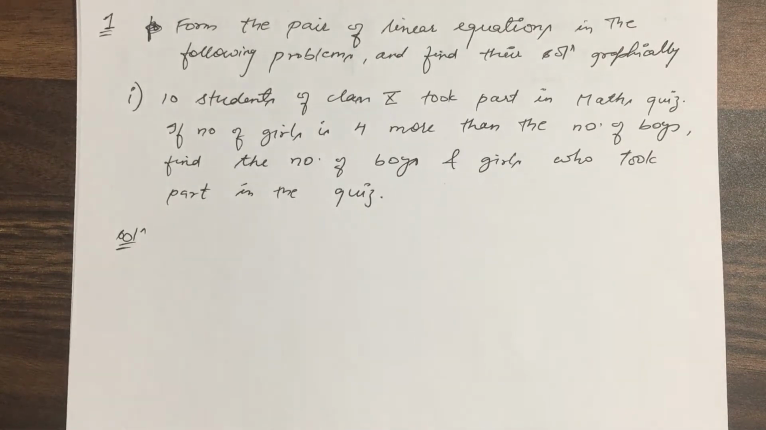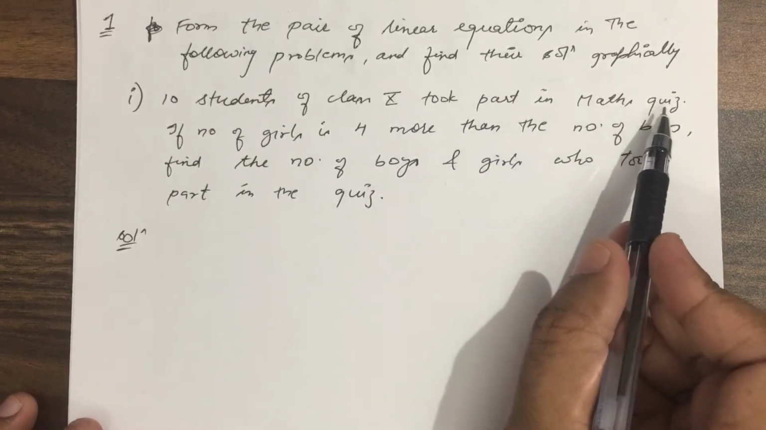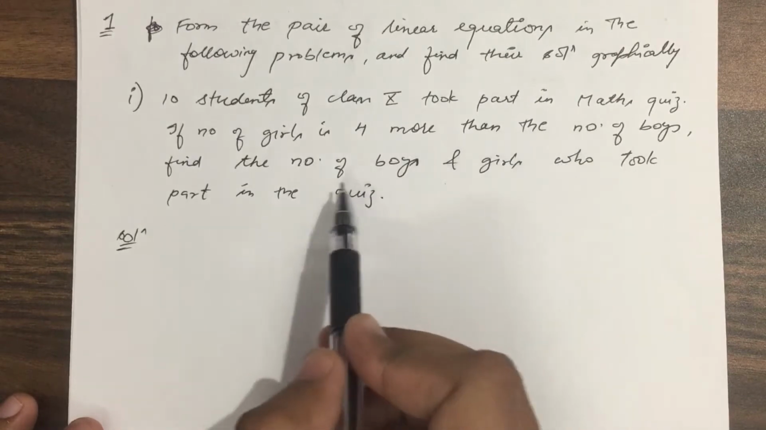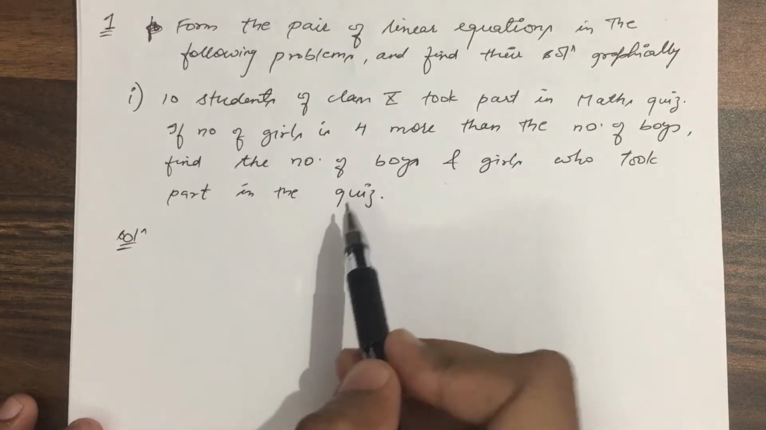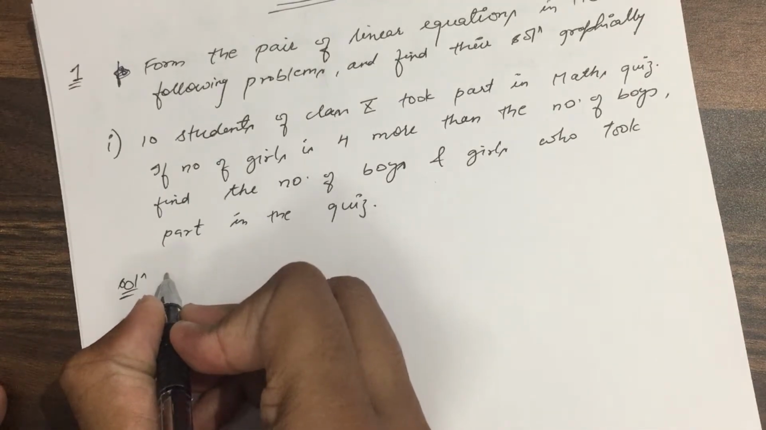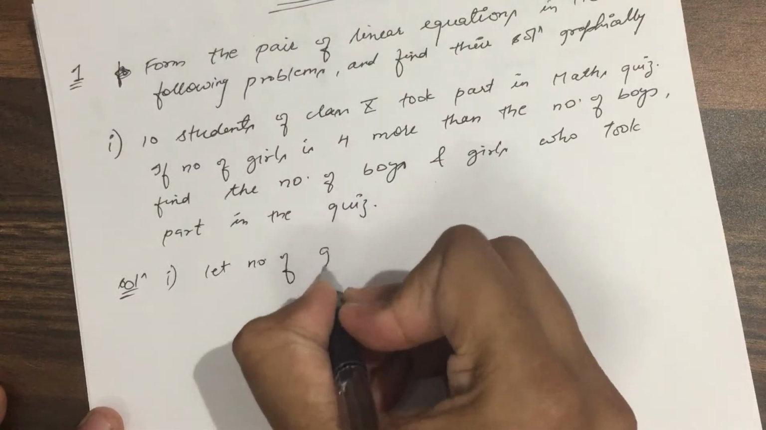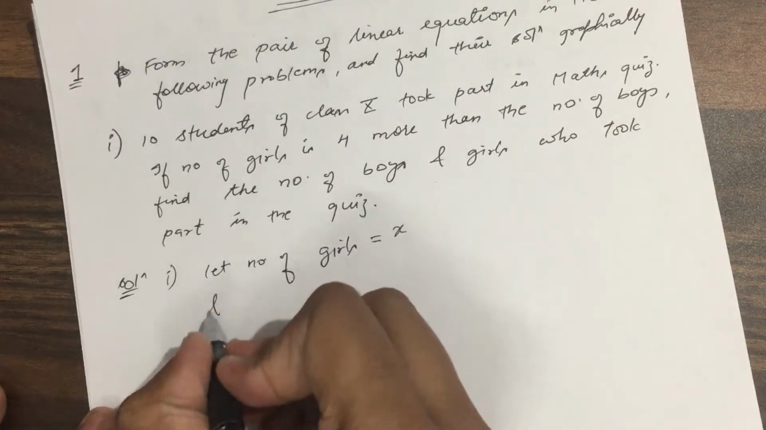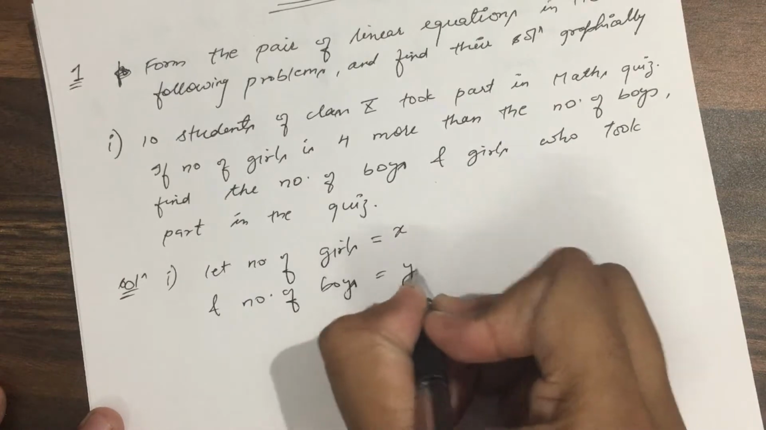The first part is: 10 students of class 10 took part in a math quiz. If the number of girls is 4 more than the number of boys, find the number of boys and girls who took part in the quiz. Solution: let the number of girls be x and the number of boys be y.